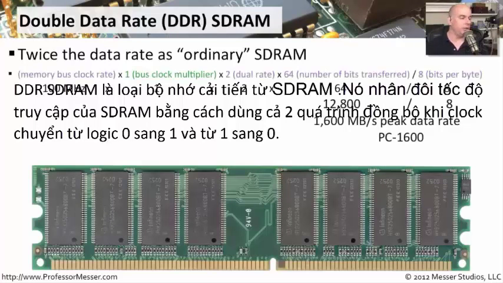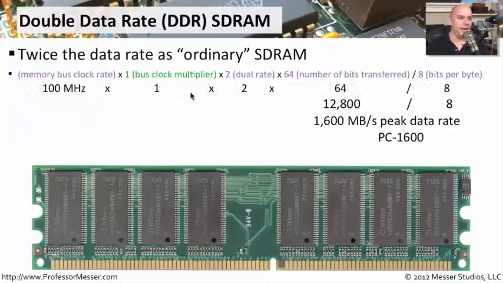If we were to look at, for instance, a memory bus clock of 100 megahertz, we used what we called a bus clock multiplier of 1. We multiplied that by the clock rate. This is a dual rate memory, so we'd multiply it by 2, and then we'd multiply it by 64 to represent the number of bits that you can transfer in a single cycle. And of course, we wanted that represented as bytes, so we would divide it by the number of bits per byte. And that gives us this calculation of 12,800 divided by 8, which meant the total peak data rate for a 100 megahertz bus clock rate was 1,600 megabytes per second as a peak data rate.